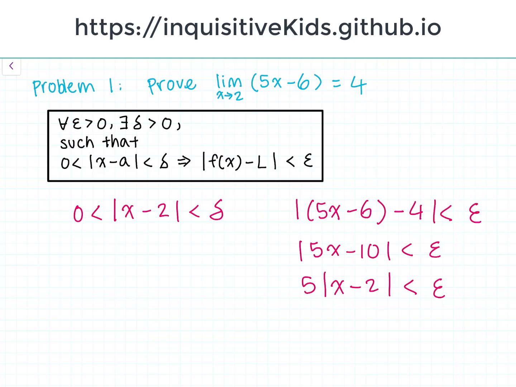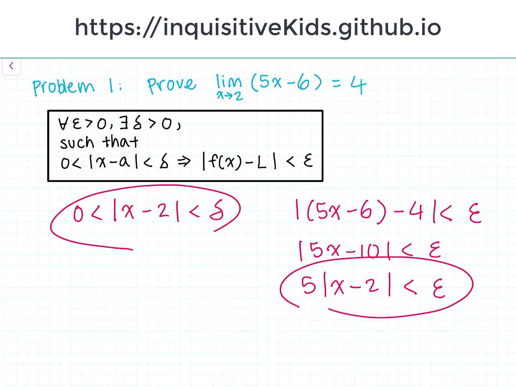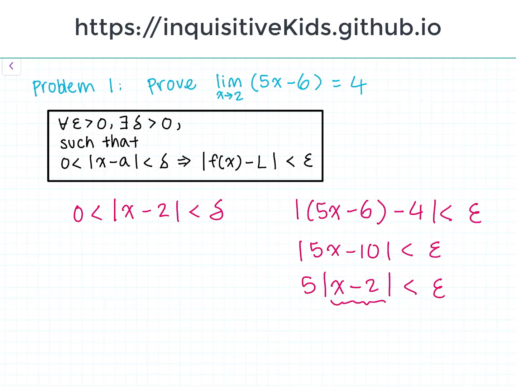So now, as you can see, for each of these inequalities right here, we are using x minus 2. So that's where we can start. Because we know that the absolute value of x minus 2 is already less than delta, it means that 5 times the absolute value of x minus 2 will have to be less than 5 delta. So we can change epsilon into delta times 5.